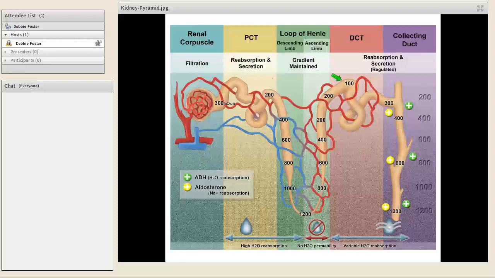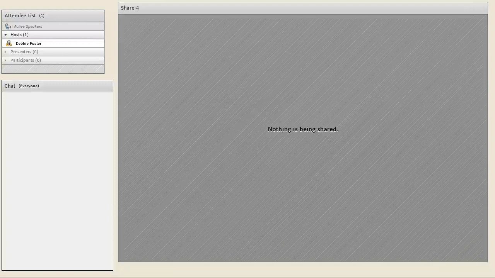So this is another one where we've stretched it out a little bit, but at least we show the vessels all throughout and get an idea of the osmolarity and permeability of water reabsorption. So this is a really good one to learn and to think of. Okay.